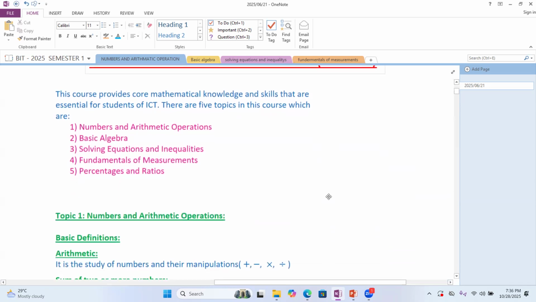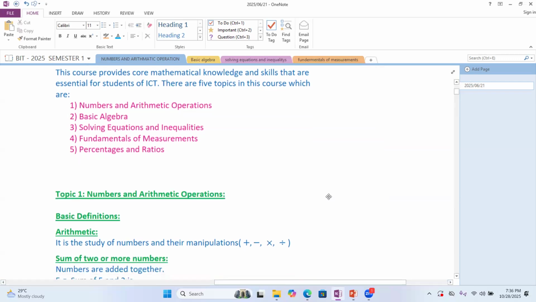Basic definition for arithmetic. Arithmetic is the study of numbers and their manipulation. Manipulation means addition, subtraction, multiplication, division. They are basic operations in mathematics. It's a study of numbers and their manipulations.